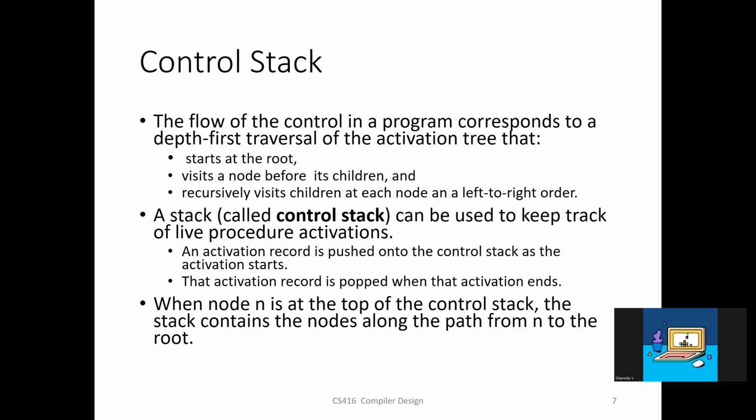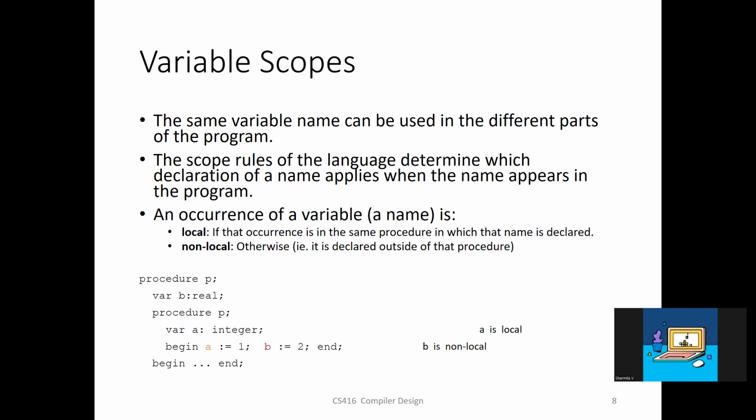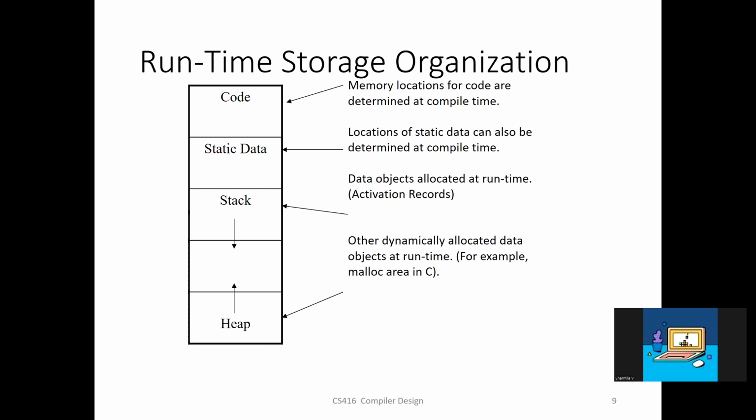The stack, called the control stack, keeps track of live procedure activations. An activation record is popped when the activation ends. When node N is at the top of the control stack, the stack contains the node along with the path from N to the root. Regarding variable scope, a variable occurrence is either local or non-local. A local occurrence is in the same procedure in which the name is declared. We discussed how local and non-local variables are declared and how the runtime storage organization is done.